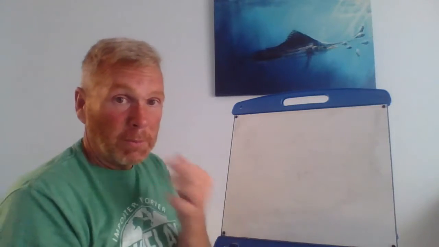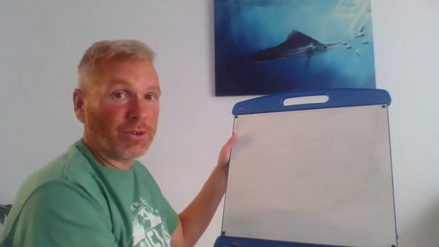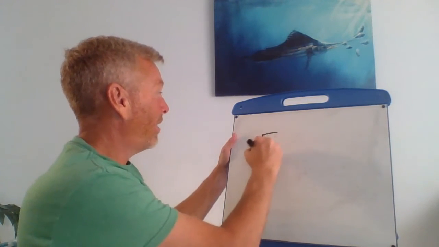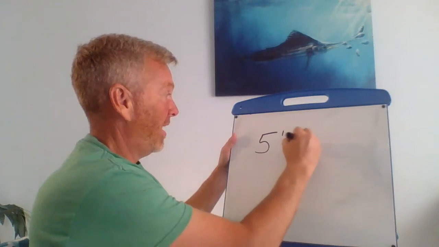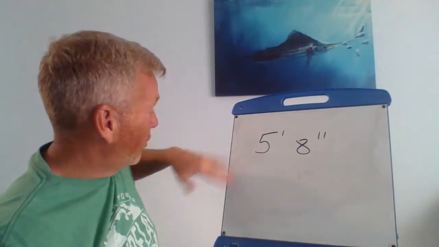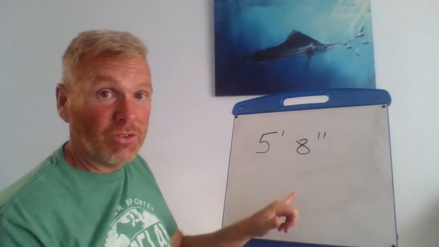So for example, I said Mr. Robbins is, I have to tell the truth, I already said it. I was going to say 6'3", but no. I'm 5 foot 8 inches. So if they were to say, your teacher is 5 foot 8 inches, how many inches is that?